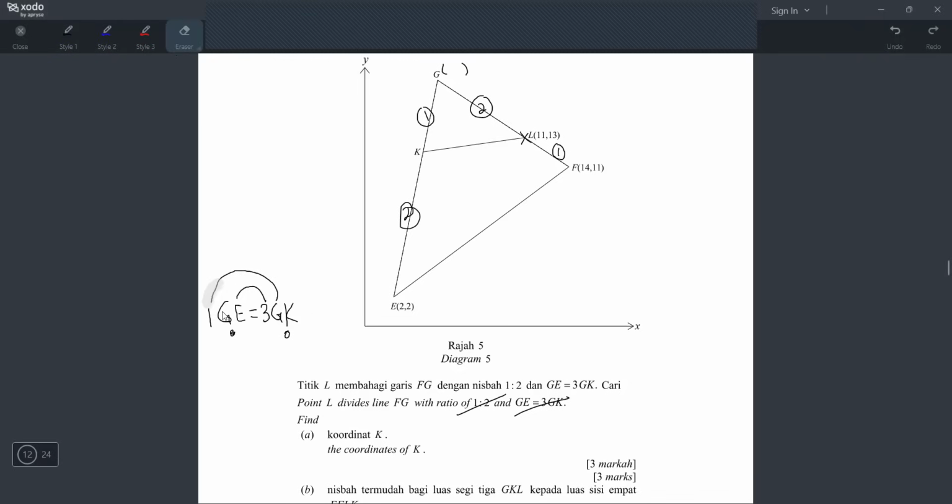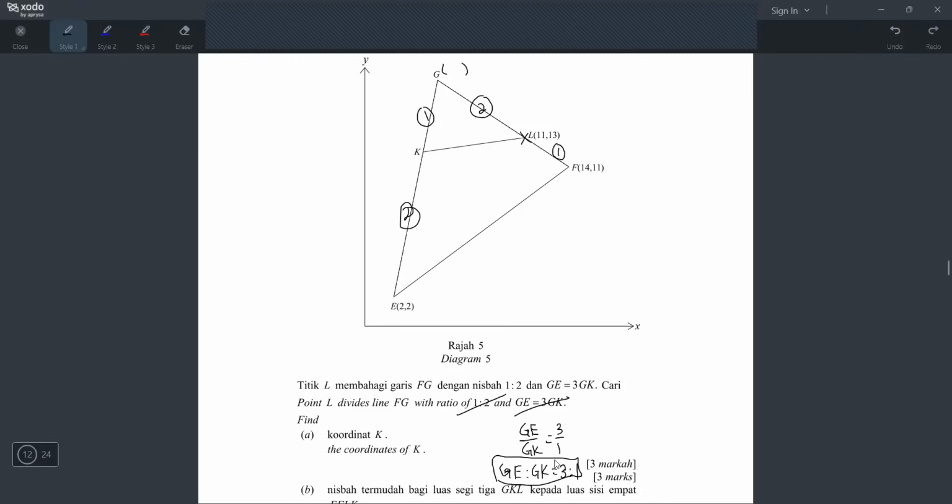Okay, and now this one can be erased already. But of course some students may say, hey sir, what if I do it like that? I change to fraction. I take the GK, move it over to divide, so GE over GK equals 3 over 1, and then GE ratio GK equals 3 ratio 1. Can also. If you do it like this, GE ratio is still 3, you see? And then GK ratio is still 1. It's the same. You can do this also.